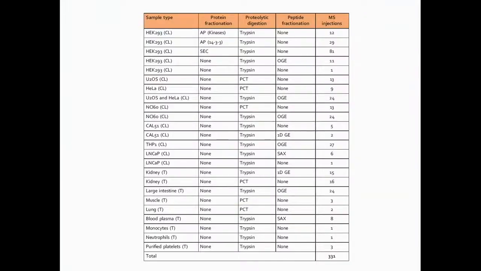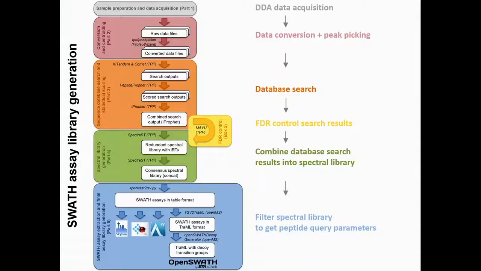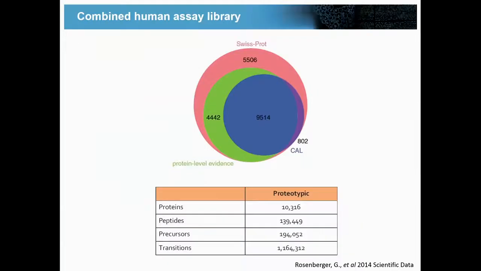And so this is what we started to do. In the case of human samples that we were analyzing in the lab, we basically took everything that we had, which is a whole big mixture of cell lines and tissues and plasma and affinity purifications and all sorts of stuff, with fractionation or not. And it was just a whole big mess. And we searched it all together using exactly the workflow I've just described.